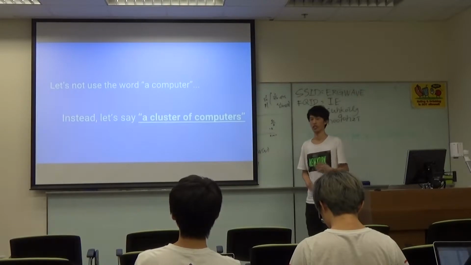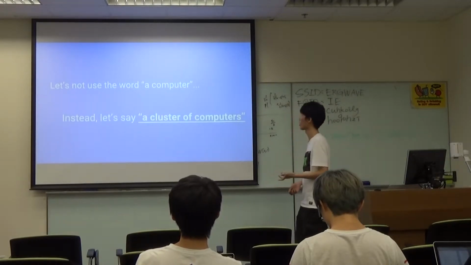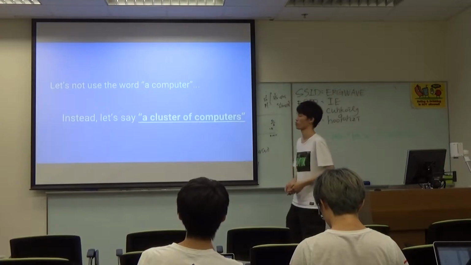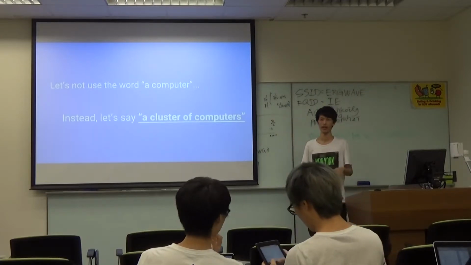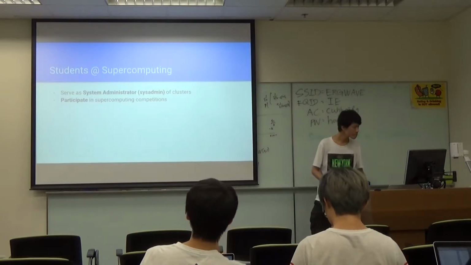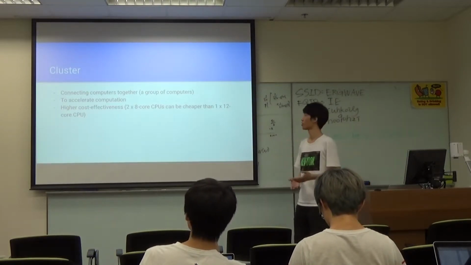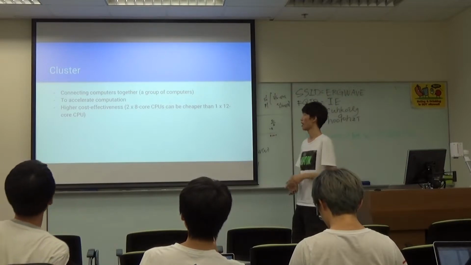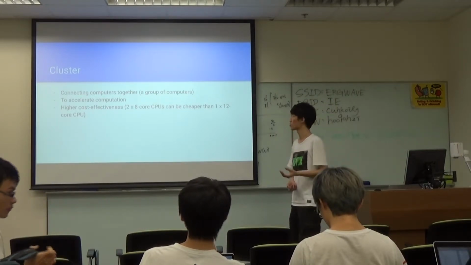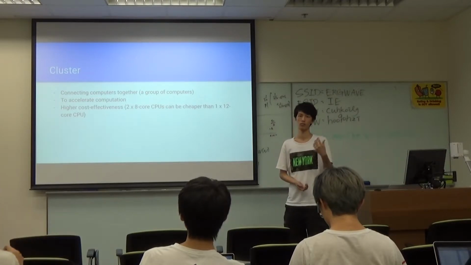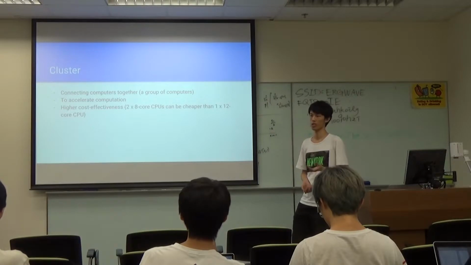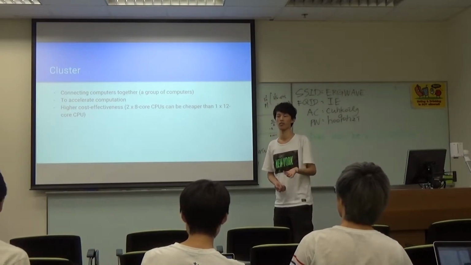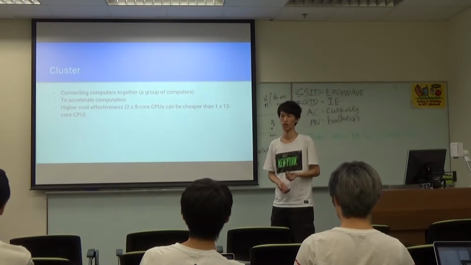But this definition can somehow be quite confusing, because sometimes when you say a computer, you think about only one computer. So let's not use the words a computer, but instead say a cluster of computers. Right. So what is a cluster? A cluster is computers connected together. So it's basically a group of computers, and the usage is to accelerate computation. As mentioned, a supercomputer has much higher computational power than a general purpose computer, like the desktop in your home, or your laptop, or your tablet.